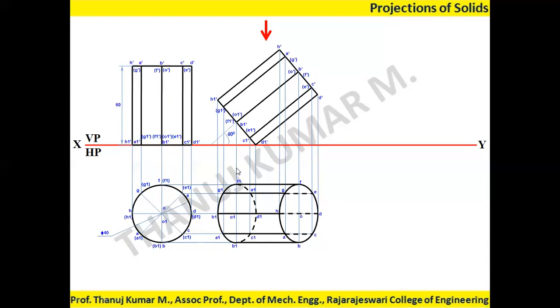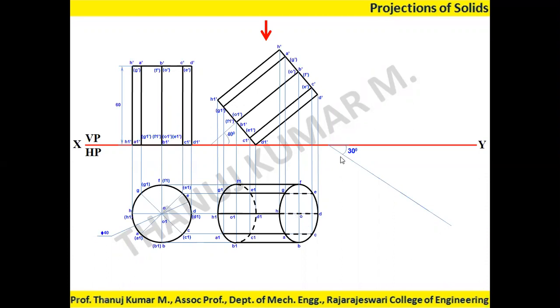After you have drawn the hidden lines, you have to draw the axis line. Here the axis line is not visible because the hidden line and visible line are overlapping it. Just naming O1 is sufficient. Sorry, the visible line is overlapping the hidden line, and the hidden line is overlapping the axis line. The axis line is not seen.